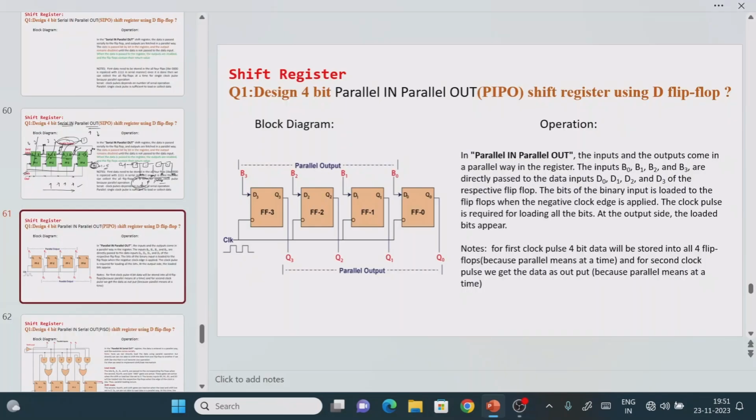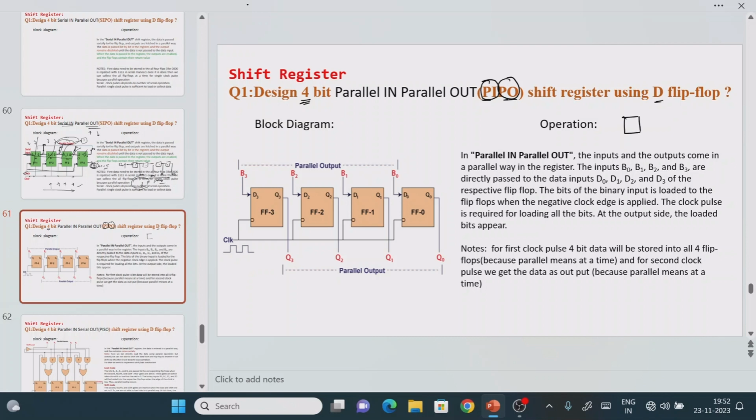Hello all, welcome back. In today's class we'll try to design the shift register. It is the parallel in, parallel out shift register. What is the meaning of this? Input should be entered parallelly, output should be collected also parallelly, right? So how many bits do we need to consider? 4 bit, right? By using which flip flop? D flip flop, right? So simple, we'll try to see the operation.